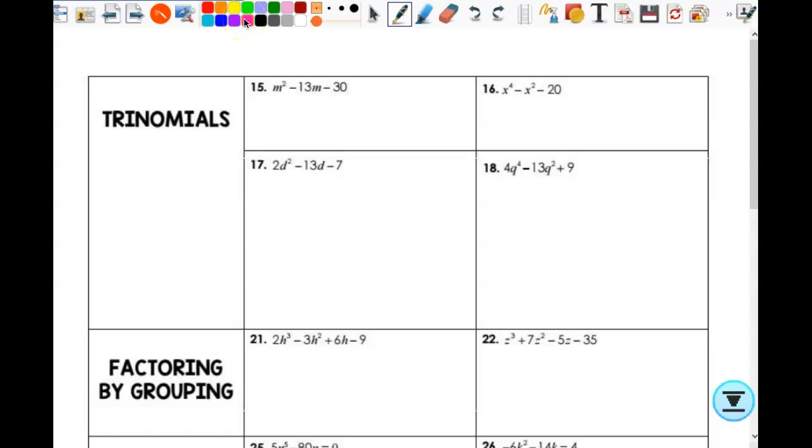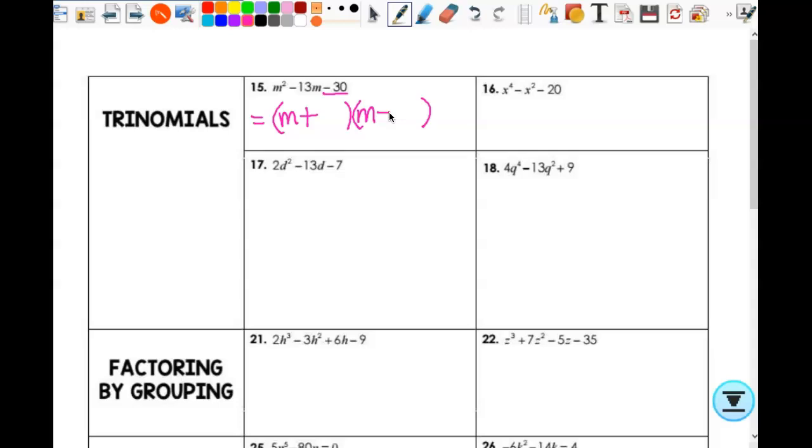So for these first 2 trinomials, A is 1, and that's great, because when A is 1, I can jump directly to having 2 parentheses. Then before I start thinking numbers, I'm going to set it up and think about some other things first. This is m squared, so this is m and this is m. This is a negative 30, which tells me that the signs inside the parentheses are opposite. That's important because I now need two numbers that multiply to give me 30 and combine to give me 13.